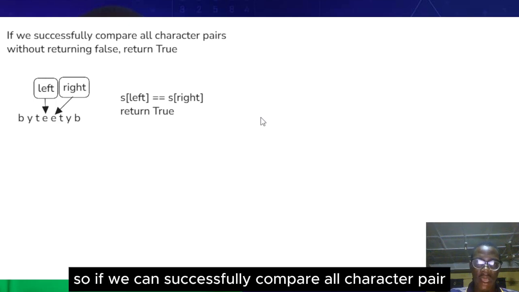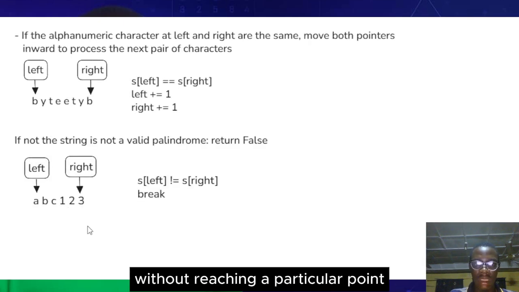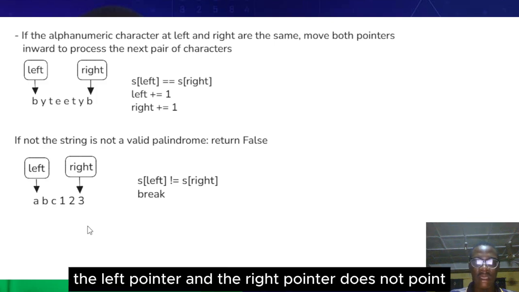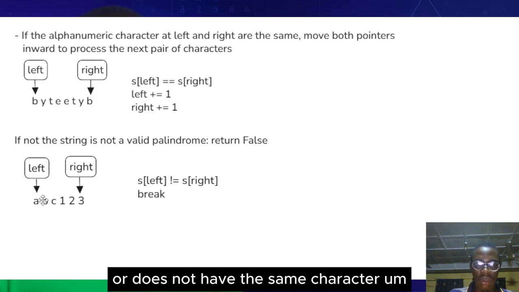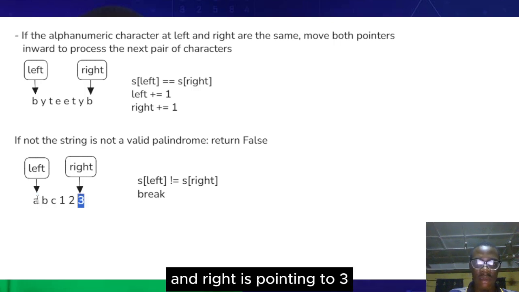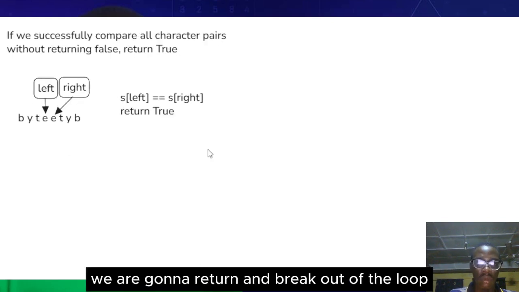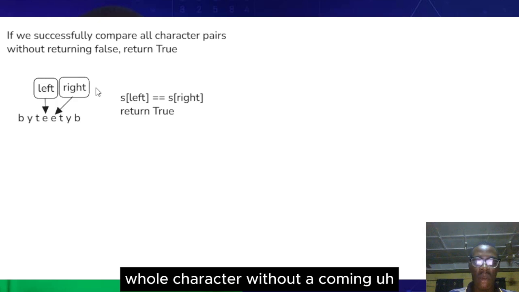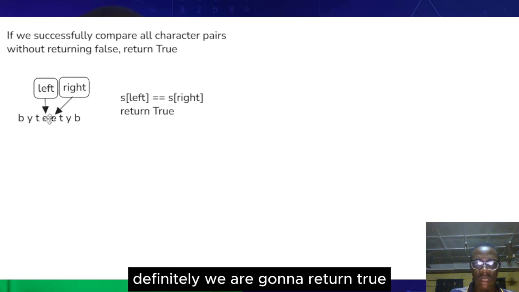So if we can successfully compare all character pairs without returning false, that is, without reaching a point where the left pointer and the right pointer do not point to the same character, just like at this point where left is pointing to A and right is pointing to 3, at which point we return and break out of the loop. But if we can successfully compare all characters without returning false, definitely we are going to return true.